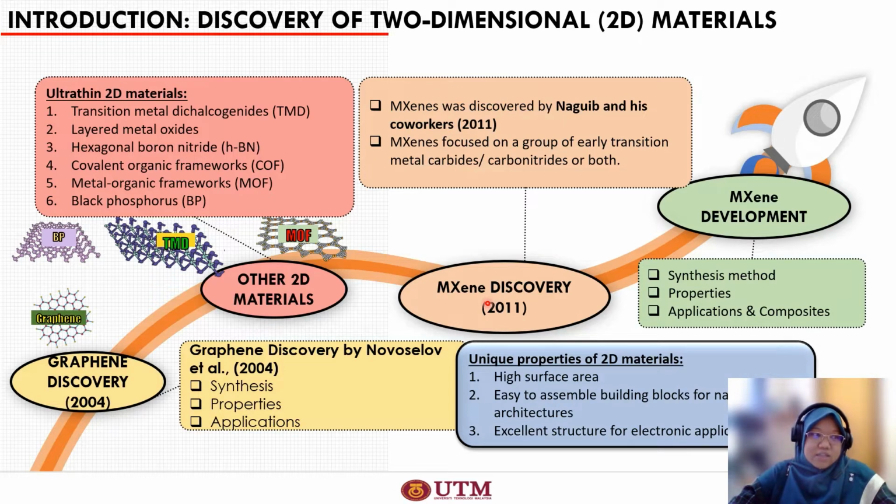Since the discovery of MXene, many researchers try to develop and research more and more in terms of synthesis method and its properties, and also the application of MXene in various fields, and the application of the composite. So we are wondering why researchers are so interested in 2D materials. This is because of the three unique properties of the 2D materials, which are high surface area, the 2D material is an easy-to-assemble building block for nanoscale architecture, and also their excellent structure for electronic applications.